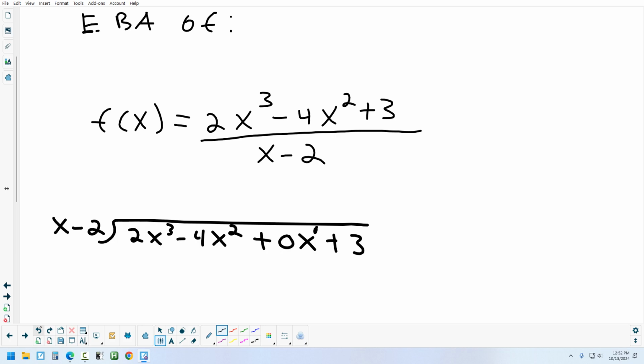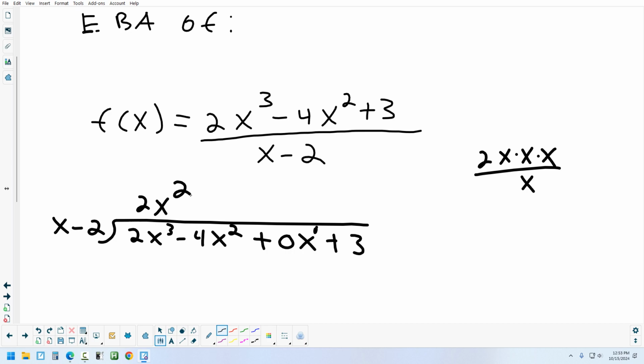Okay, now off to the side. This is kind of a review from last week. We're going to take 2x cubed, which maybe it'll help if I write it that way, and you're going to divide it by x. What do you get when you take 2x cubed and divide it by x? 2x squared. Okay, we get 2x squared.